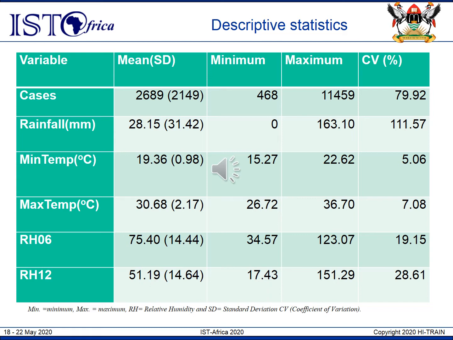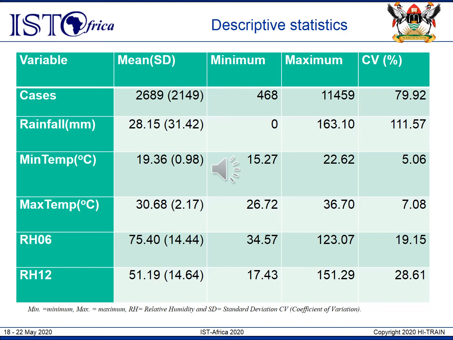163.10 millimeters. Our minimum temperature had values of 19.36 on average, and a minimum value of 15.27 and maximum of 22.62. Maximum temperatures we found to have an average of 30.68 degrees centigrade, a minimum of 26.72, and a maximum of 36.7 over the reporting period.